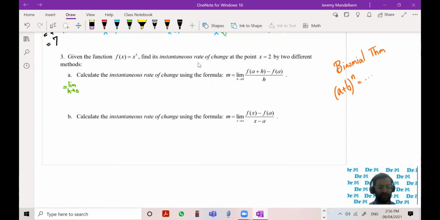We'll draw a big division bar. In the denominator, just an h. And in the numerator, with a being 2, we wind up with f of a plus h looking like 2 plus h cubed. In the term minus f of a, I suppose we can just evaluate the function at 2 to get an 8. Now, the next step is going to be simplifying the numerator.